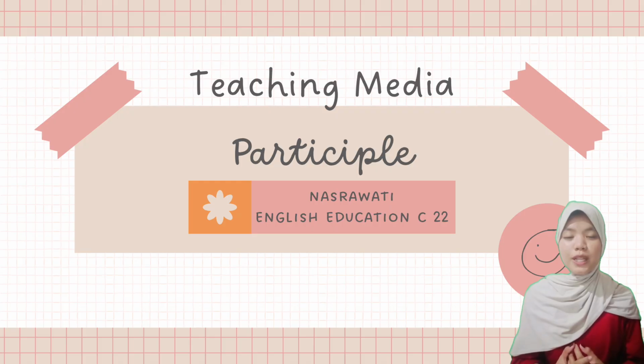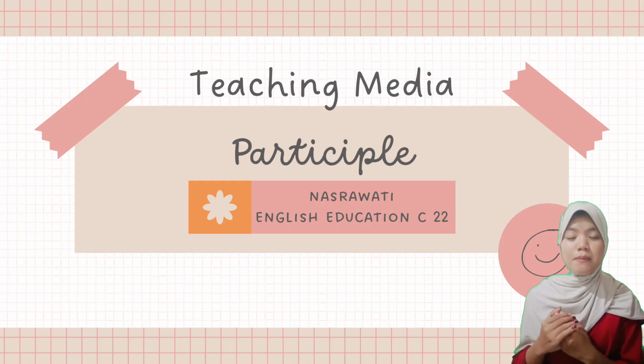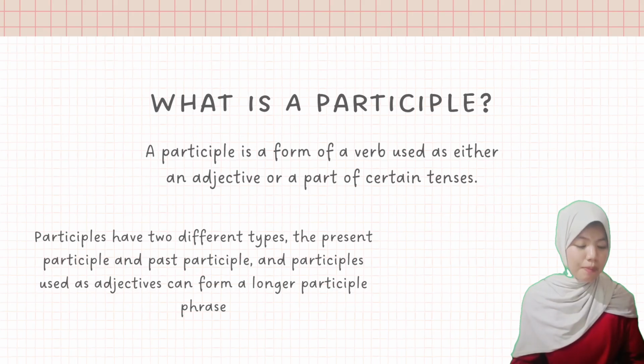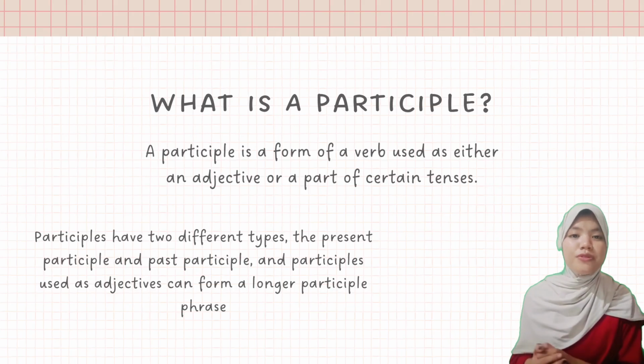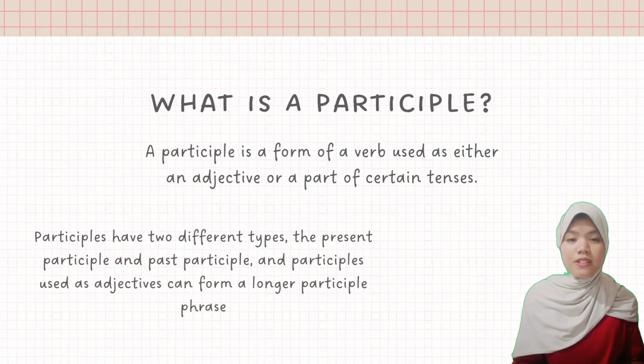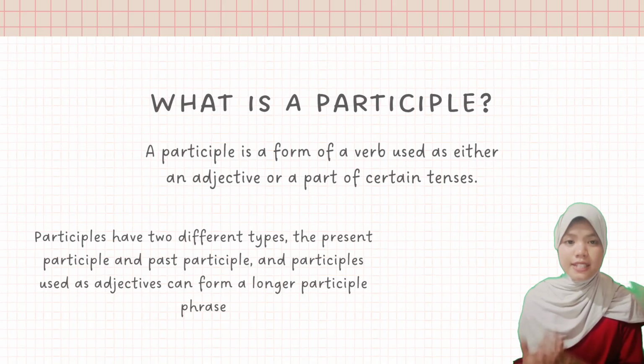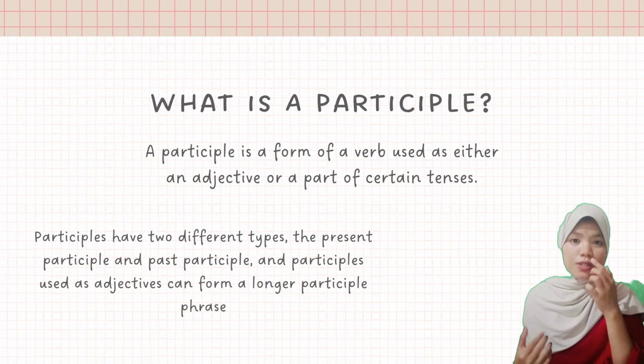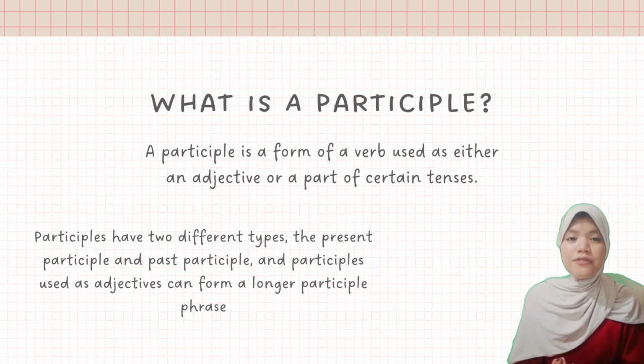I want to explain about participle. This is a mid-task teaching media course. What is a participle? A participle is a form of a verb used as either an adjective or a part of certain tenses. Participles have two different types, the present participle and past participle. And participles used as adjectives can form a larger participle phrase.